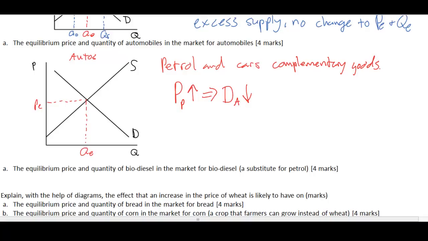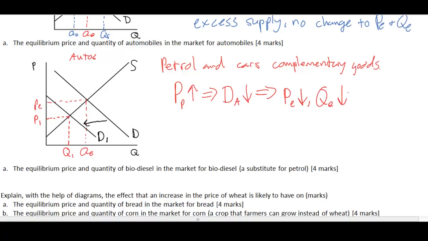Let's illustrate that on our graph. Fewer people will wish to drive cars as they become more and more costly to drive due to the rising petrol prices. Therefore, demand for autos will shift to the left, and this will have a negative effect on the equilibrium quantity and the equilibrium price of automobiles. So I'm going to show the price falling to P1 and the quantity falling to Q1. And I will explain over here that the decrease in demand for automobiles causes the equilibrium price to fall, the equilibrium quantity to fall as well.